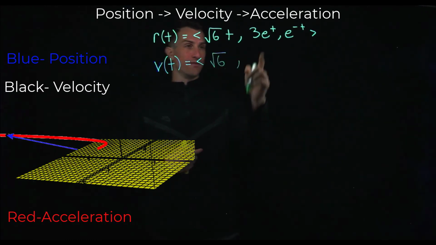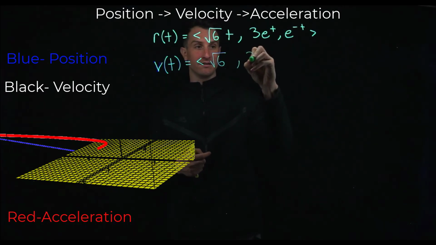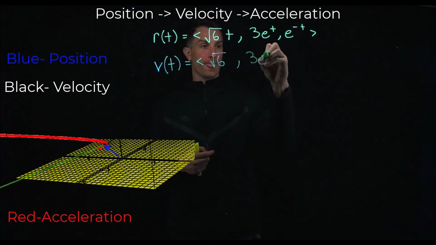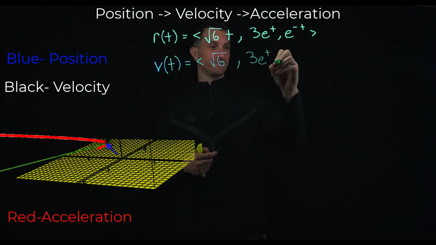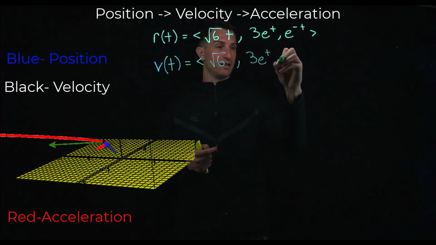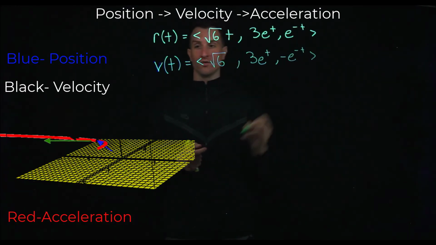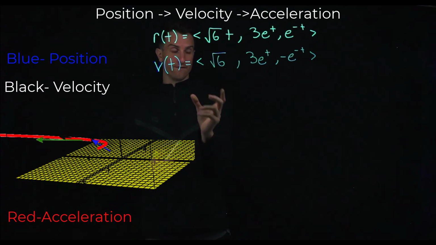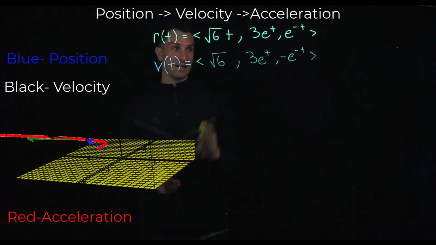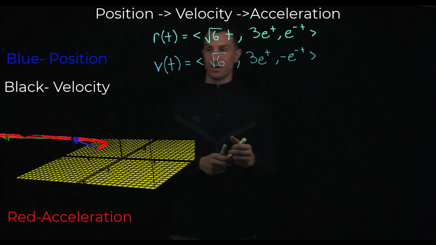Awesome. The derivative of 3e to the t stays 3e to the t. And lastly, for e to the negative t, we do have this mini chain rule, as I call it, giving negative e to the negative t. That gives us our velocity function. Now the next thing we want to do, if we have our velocity function, is get down to acceleration.